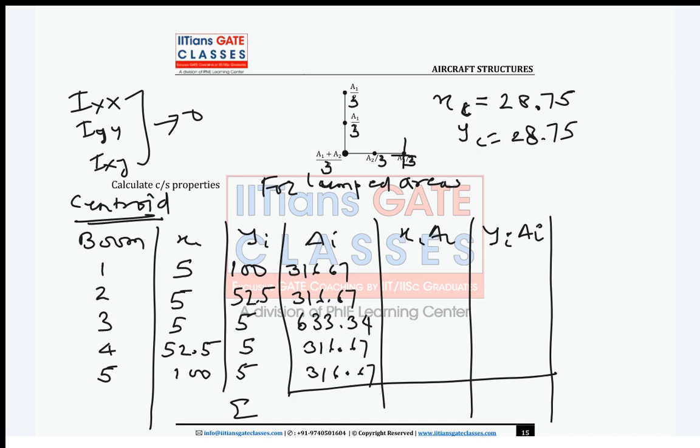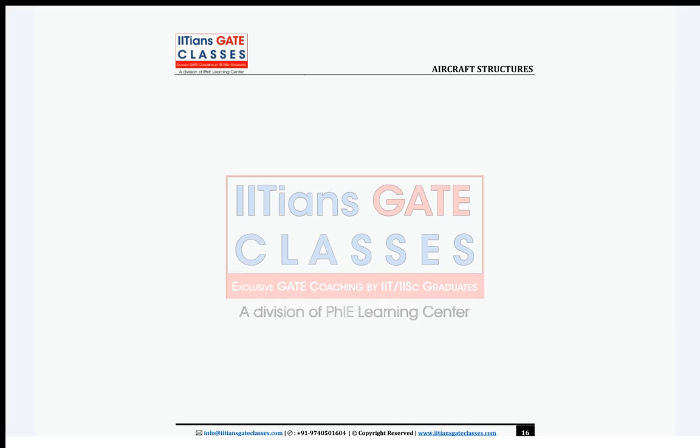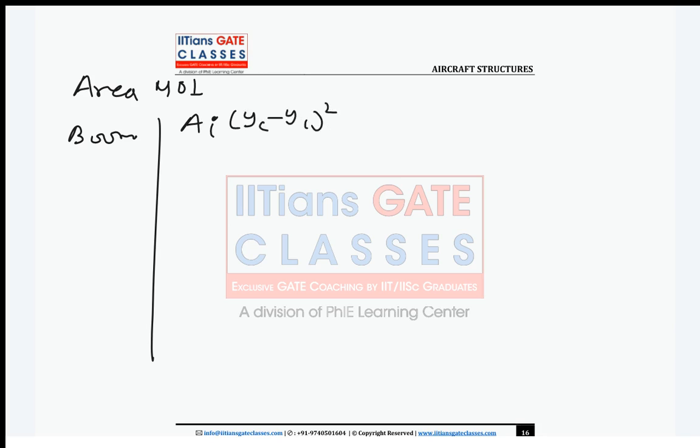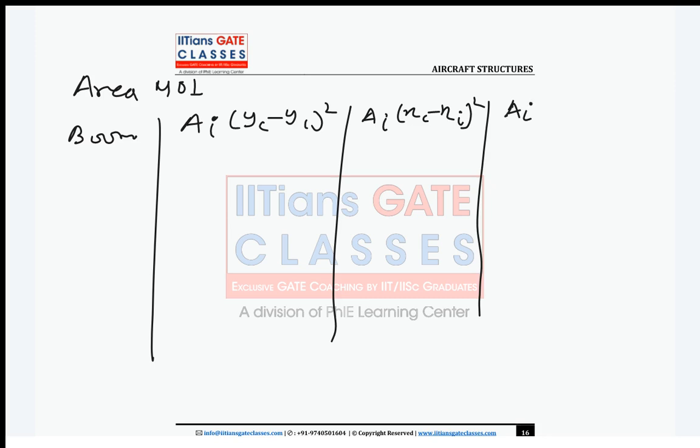Is it clear, Shivendra Raj? Okay, so now when we find area moment of inertias, first your booms, in the table you get booms 1, 2, 3, 4, 5, then next will be Ai, then Ai (yc minus yi) square, then Ai (xc minus xi) square, and then Ai (yc minus yi) into (xc minus xi). Okay, clear guys?